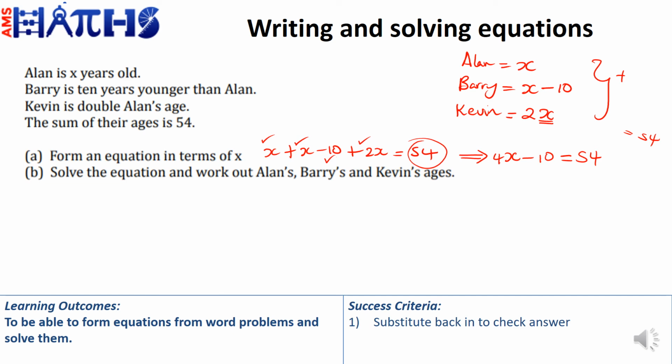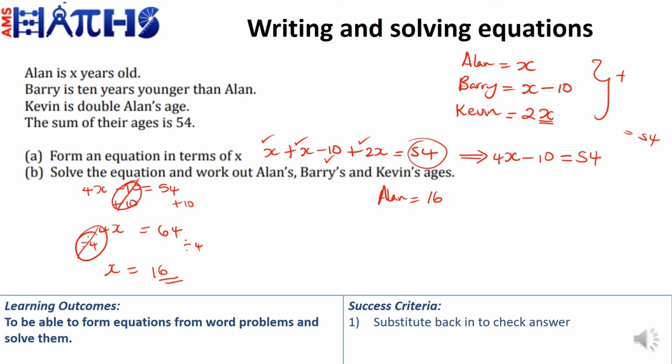It says solve the equation to work out Alan's, Barry's, and Kevin's age. So we'll take the equation that we got in part A and solve it for x. We add 10 to both sides: minus 10 plus 10 is 0, leaving 4x on the left, and 54 plus 10 is 64. Then we divide by 4 on both sides. 4 divided by 4 is 1, leaving 1x, and 64 divided by 4 is 16. Now x is whose age? Yes, Alan's age. So Alan is 16 years old.